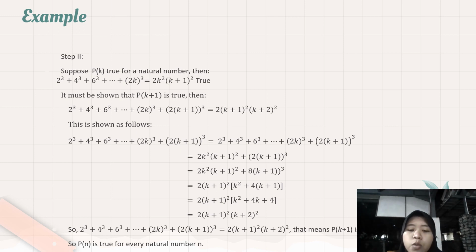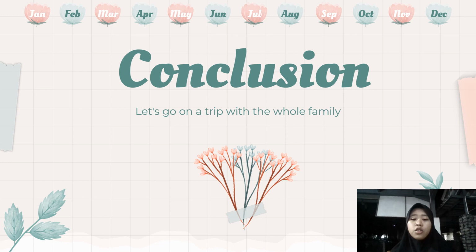So we calculate like in this slide and we get 2 times (k+1)^2 times (k+2)^2. So 2^3 + 4^3 + 6^3 + ... + (2k)^3 + (2(k+1))^3 equals 2 times (k+1)^2 times (k+2)^2. That means Pk+1 is true. So Pn is true for every natural number n. And then the next topic we will talk about is conclusion.